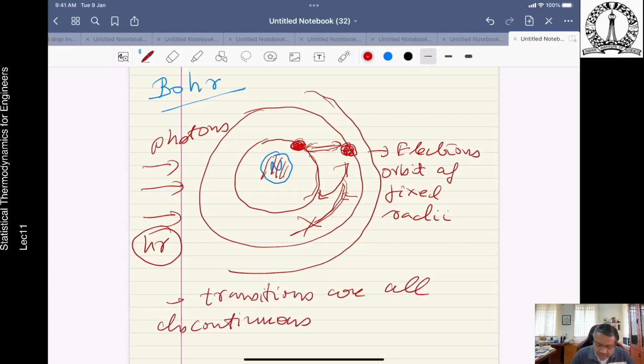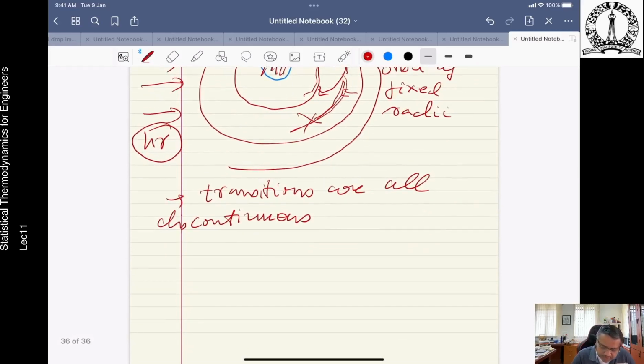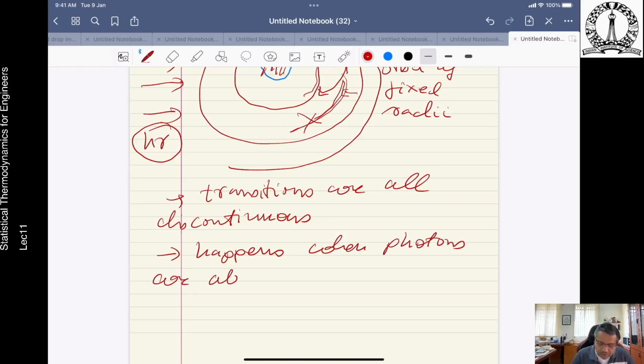This only happens when photons are absorbed or emitted. This model offered the first comprehensive explanation of the known spectrum of atomic hydrogen. And we will see how that was actually done.